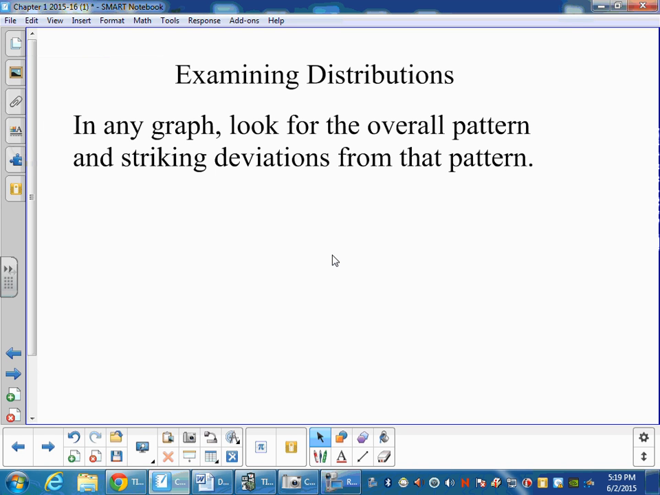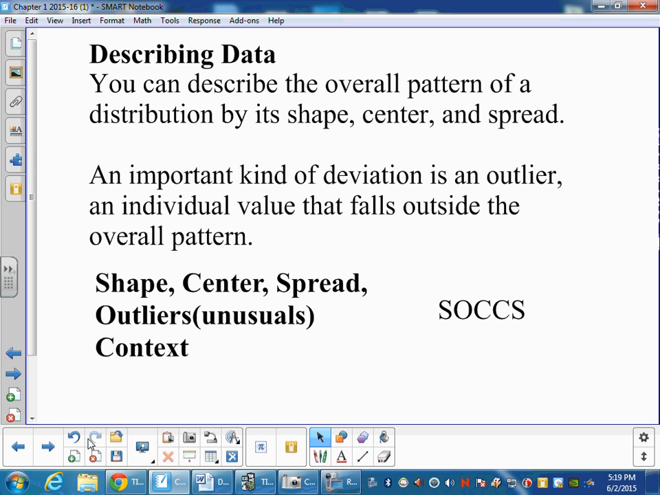Now we have to learn how to talk about our distributions. So we need to figure out what words help us describe it. In any graph, we want to look for the overall pattern and then striking deviations from that pattern. Whenever we describe data in this class, you need to describe the shape, center, and spread. It's also important to include any outliers or anything that's weird.